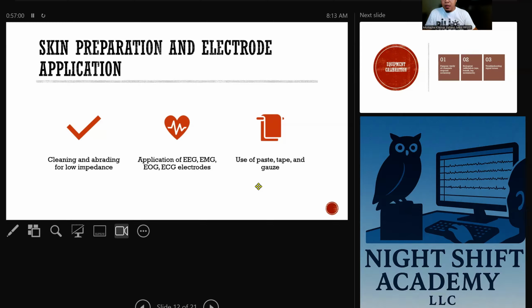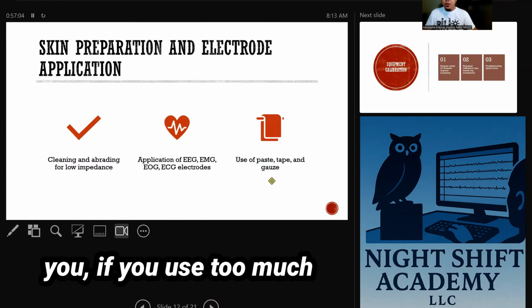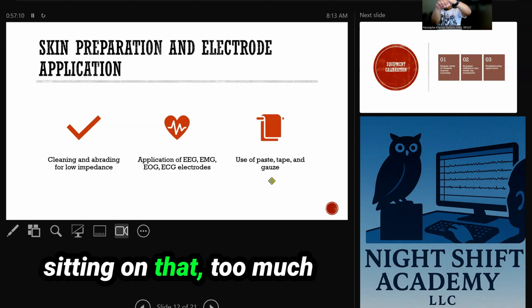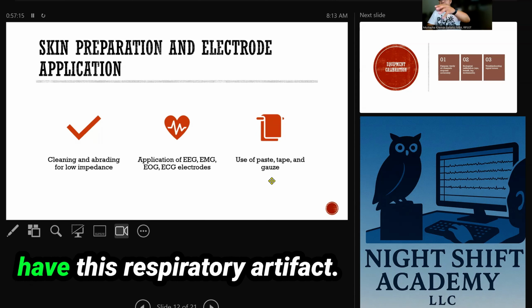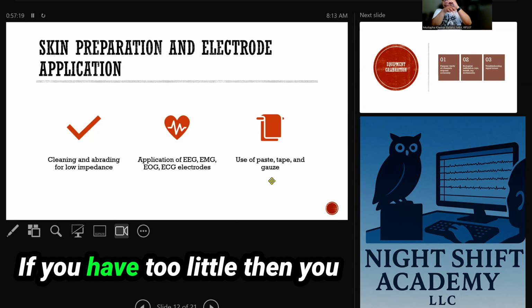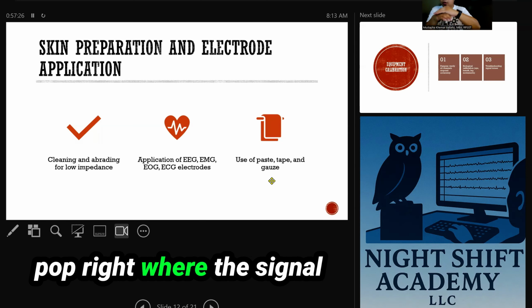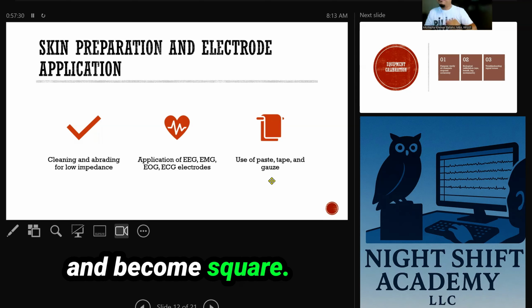And using the paste and tape, if you use too much paste and the electrode is sitting on that too much paste, it is going to move a lot. So all night long you will have this respiratory artifact. If you have too little, then you can easily get an electrode pop, right? Where the signal will all of a sudden disappear and become square.